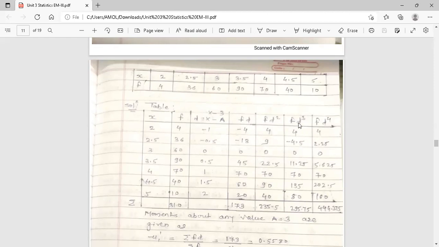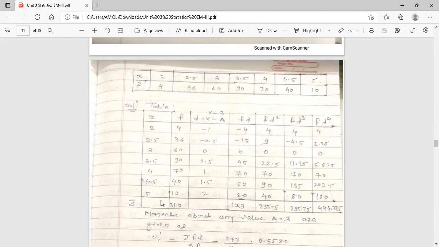F D cube: you take the cube of D. Here, this is the D column. Take the cube of D and then multiply it by F, so that you will get F D cube here. Then F D raised to 4. F into D raised to 4 means you take the 4th power of D into F. This is the calculation here.